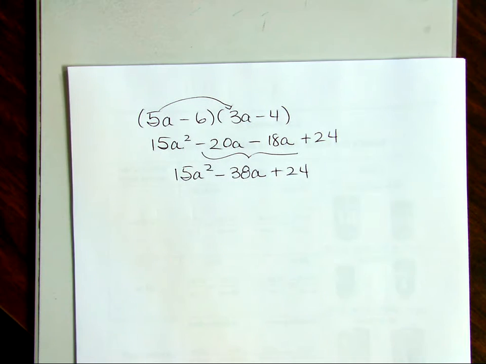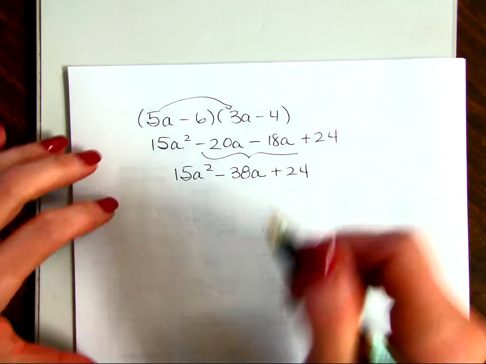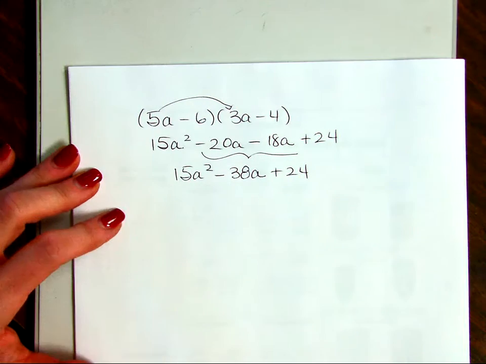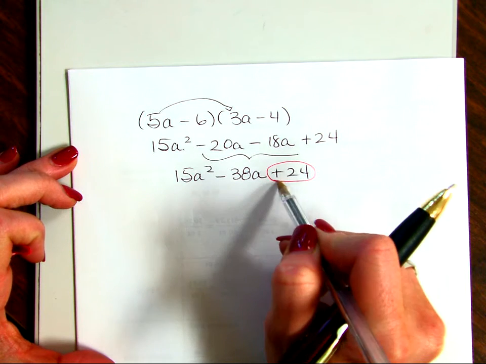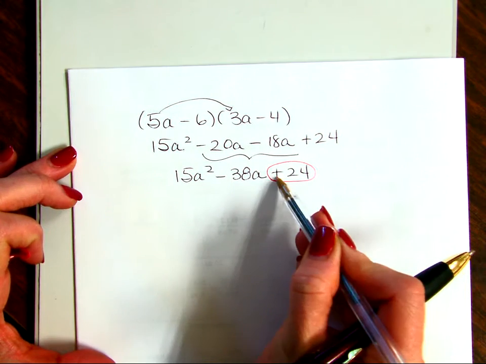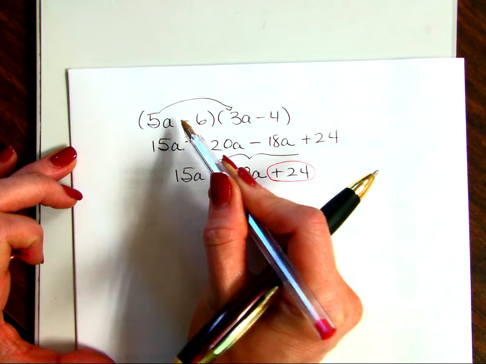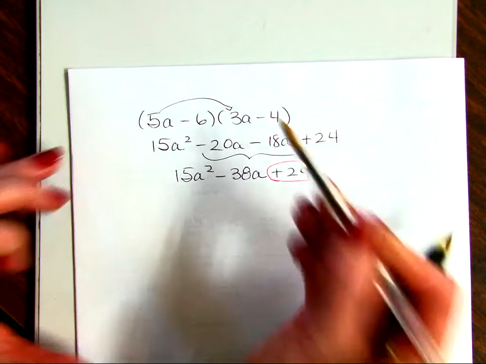I just want to point out something now, kind of a little bit of foreshadowing here for Unit 7.5. In our answer, in our product, because these are the factors, our last term was a product. And it's a positive because I multiplied a negative times a negative. Just something to kind of keep in mind.